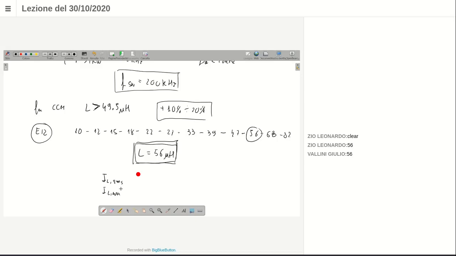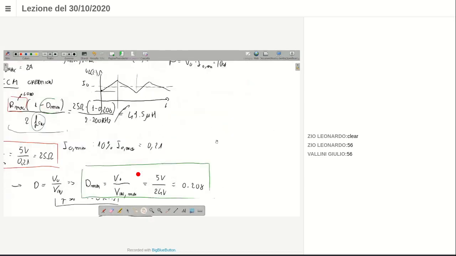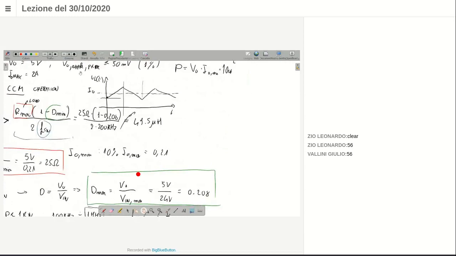The maximum current value is related to the saturation. If the current flowing through the inductance is too high, the magnetic material is saturated and the inductor does not work anymore with the inductance value which is expected. So we have to go back to the waveform of our inductor current, and we need to calculate IL maximum and IL RMS.